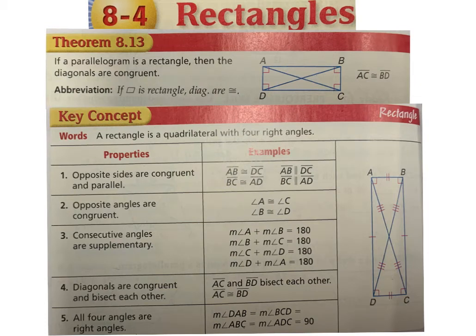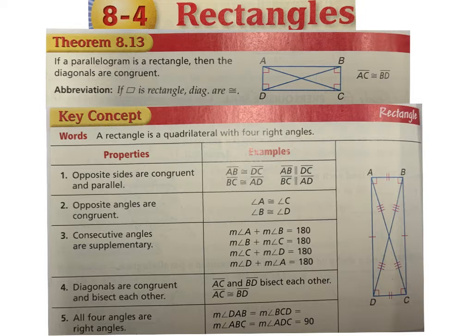Page 424, rectangles. So far we've talked about parallelograms, and then what we're going to do is hone in on specific types of parallelograms, all right? And the first type we're going to talk about is a rectangle, all right? If a parallelogram is a rectangle, then the diagonals are congruent, all right?